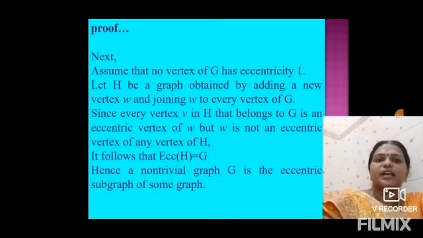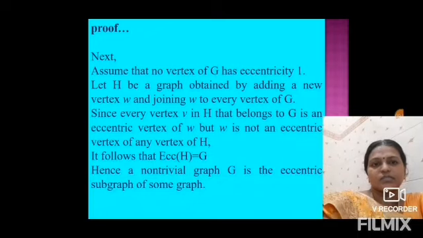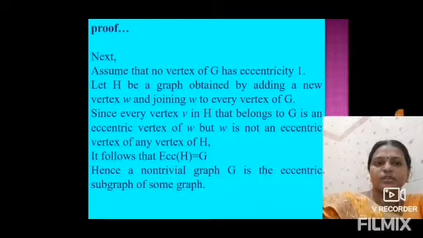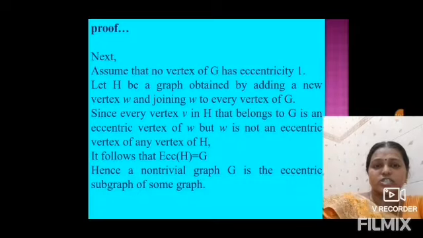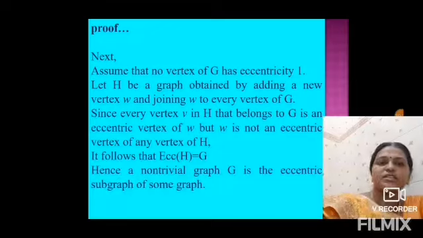Next, assume that no vertex of G has eccentricity 1. Let H be a graph obtained by adding a new vertex W and joining W to every vertex of G. Since every vertex B in H that belongs to G is an eccentric vertex of W, but W is not an eccentric vertex of any vertex of H, it follows that ECC of H is equal to G. Hence, a non-trivial graph G is the eccentric subgraph of some graph.